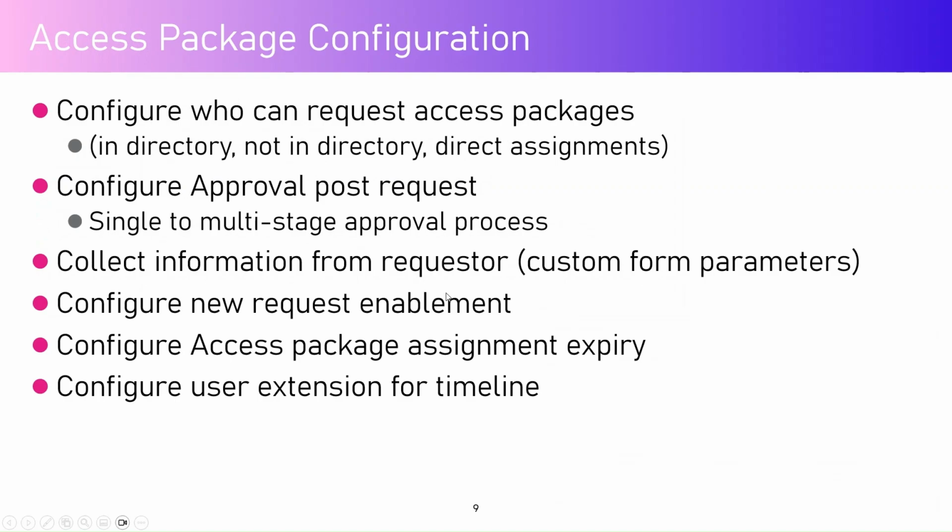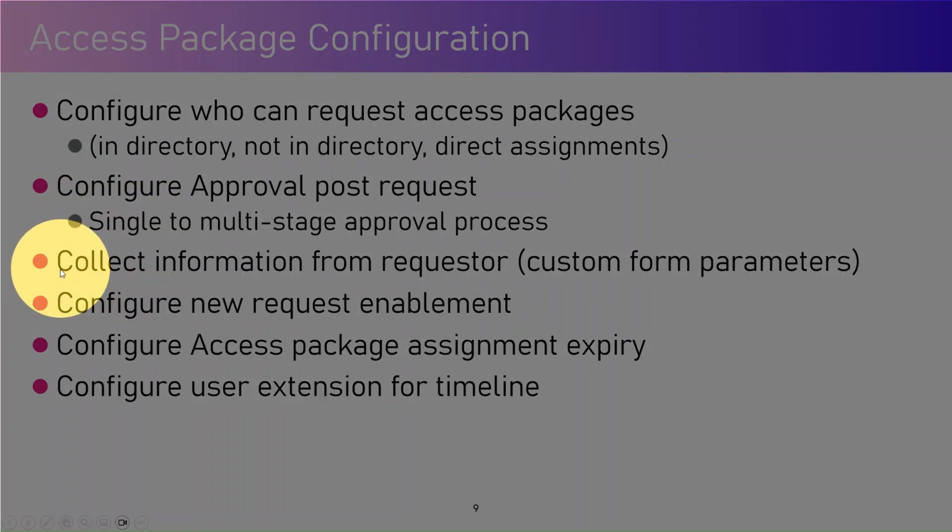If a user is requesting an access package, you can collect various information from the requester. You can define custom form parameters, like say if you want the user to tell the admin why the user is requesting an access package, what is the main reason for it, what is the business case for that. So you can request that information. You can configure new request enablement. You can configure access package assignment expiry.